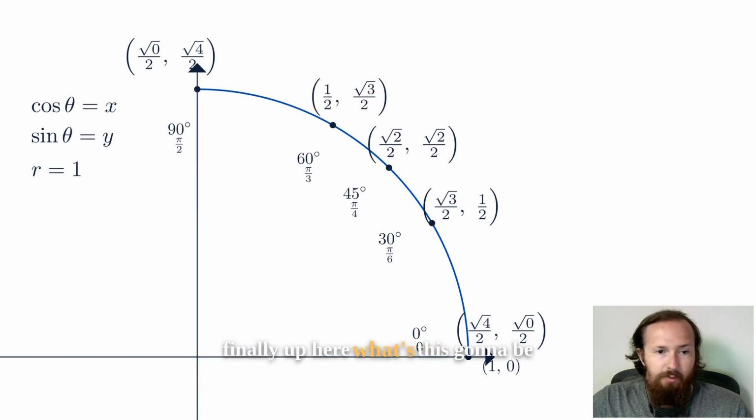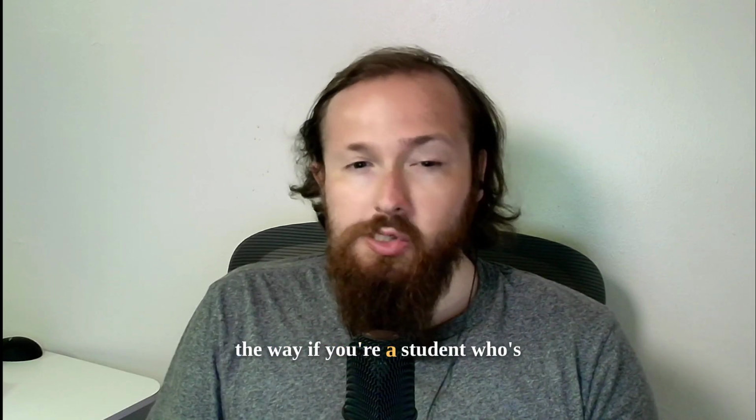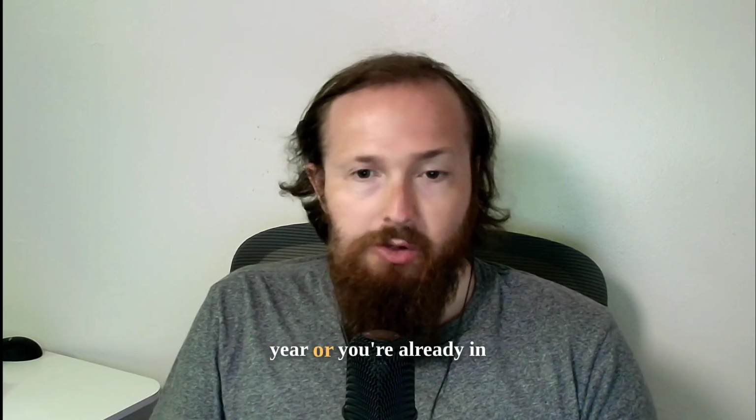And then finally up here, what's this going to be? 0, comma 1. So there you go. Just by getting started down here correctly and knowing the trick, you can figure out all the ones in the middle.